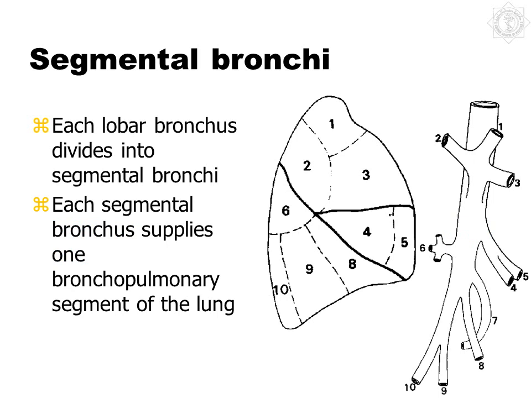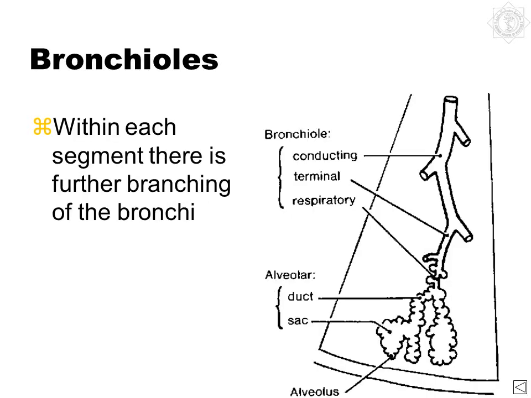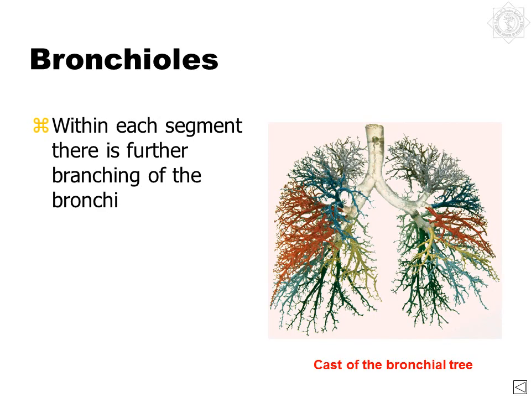Each lobar bronchus divides into segmental bronchi. Each segmental bronchus supplies one bronchopulmonary segment of the lung. Within each segment there is further branching of the bronchus until it reaches the alveolar part, which contains the duct, the sac, and the alveoli. This figure on the right side shows you the segmentation of the lung and the branching of the bronchi.